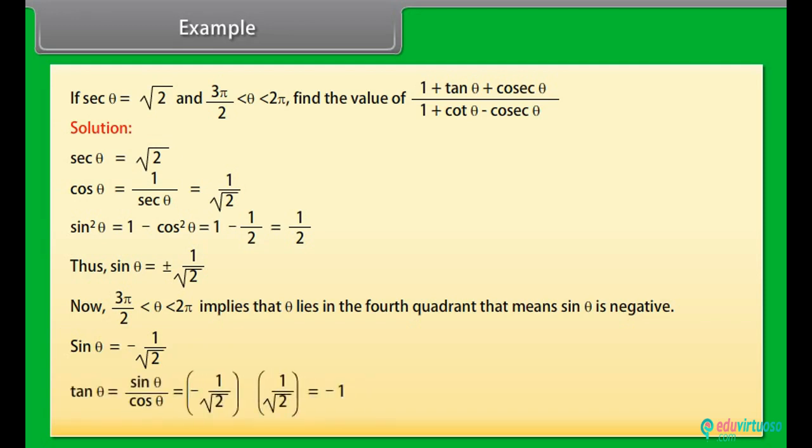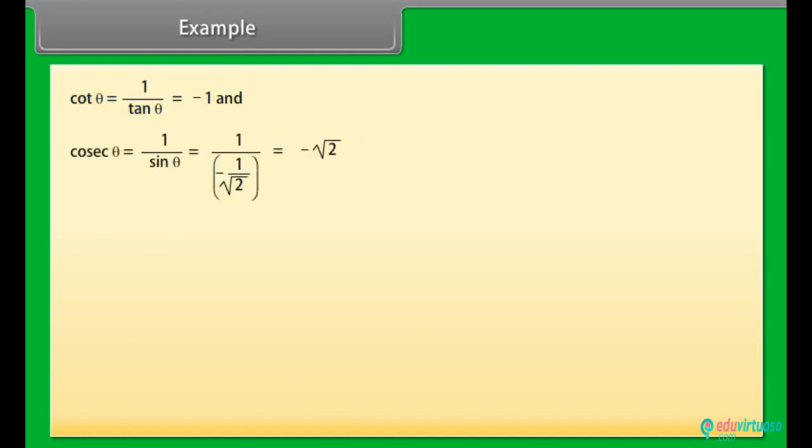Tan of theta is equal to sin of theta by cos of theta is equal to minus 1 by under root 2 upon 1 by under root 2 is equal to minus 1. Cot of theta is equal to 1 by tan of theta is equal to minus 1, and cosec of theta is equal to 1 by sin of theta is equal to 1 by minus 1 under root 2 is equal to minus under root 2.